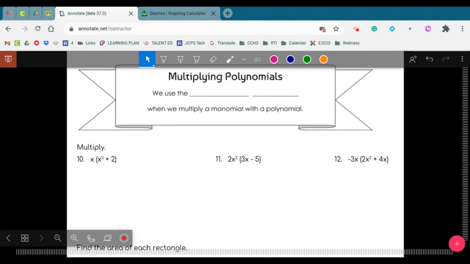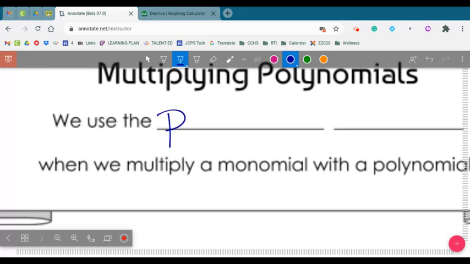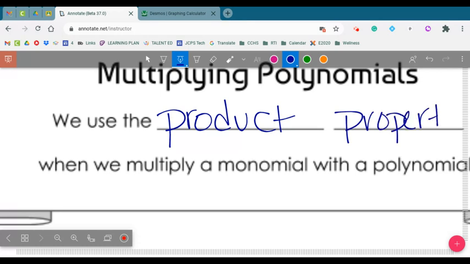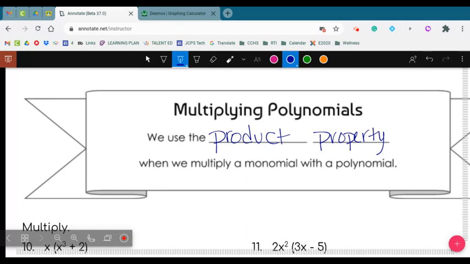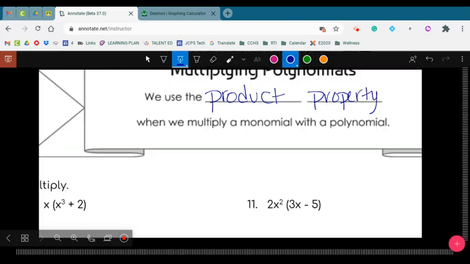So whenever we're multiplying polynomials, which we're going to talk about more in the second part of this unit, our product rule goes hand in hand with this. So multiplying polynomials, we use the product property, which is what we talked about today, or the product rule, when we multiply a monomial with a polynomial. So a monomial is when you have one term. A polynomial is when you have 4 or more terms.